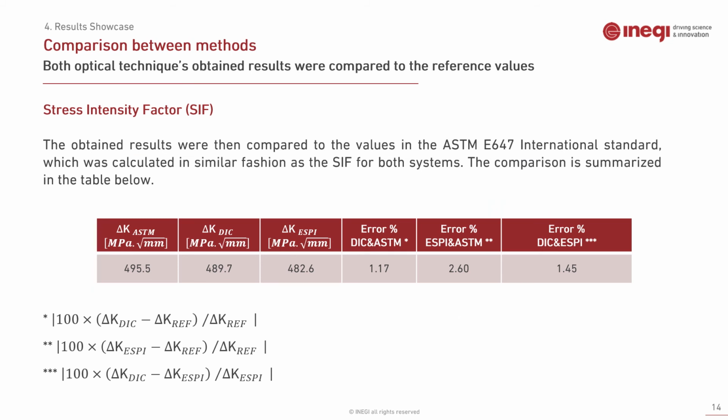As already expected, the calculated stress intensity factor values between both systems are extremely close, with an error percentage of 1.45. The reference value is the value calculated from the ASTM E657 standard, presenting also very small margins of error when compared to both experimental systems. The comparison between DIC and ASTM standard resulted in an error of 1.17%, and the comparison between ESPI value and ASTM standard value resulted in a margin of error of 2.60%.